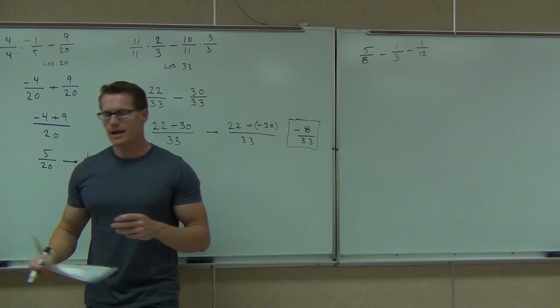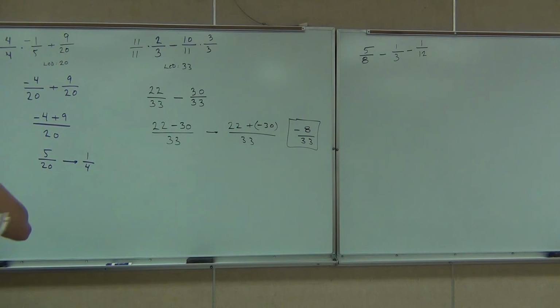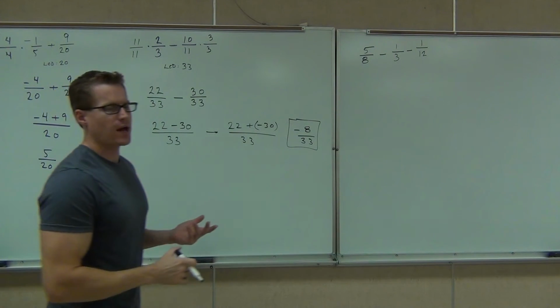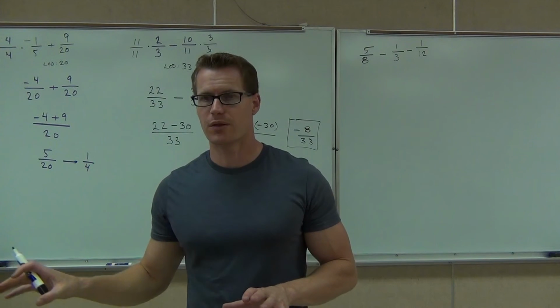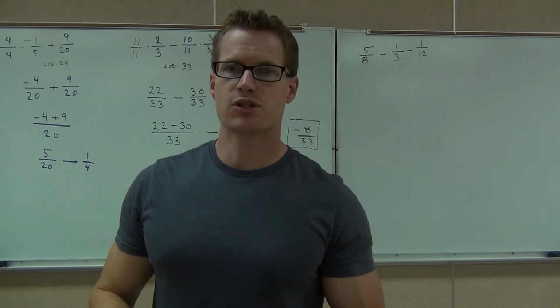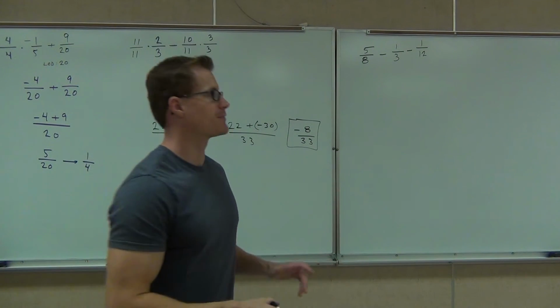We're going to look at 5/8 minus 1/3 minus 1/12. Now we have more than two fractions, but it's still possible if we do the same exact thing we've been working with. So what we're going to try to do is, firstly, find a common denominator. You absolutely have to have that.